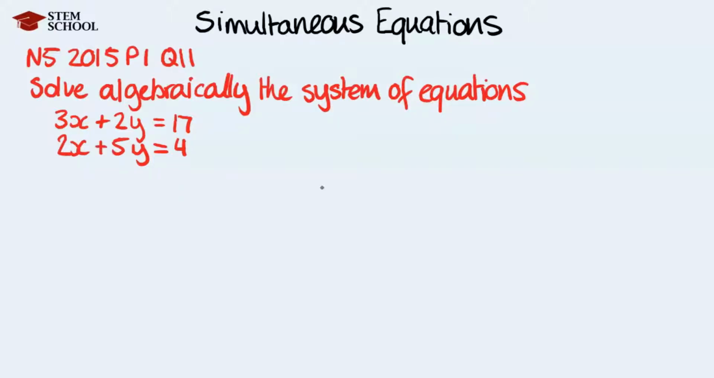Alright, so let's just dive into the first exam question then. This question is telling us to solve algebraically the system of equations 3x plus 2y is equal to 17 and 2x plus 5y is equal to 4. So this is the simplest style of question you could get regarding simultaneous equations. We've been given 2 equations and we have 2 unknown variables. We have an x and a y. We just want to find the x and y that satisfies both of these equations.